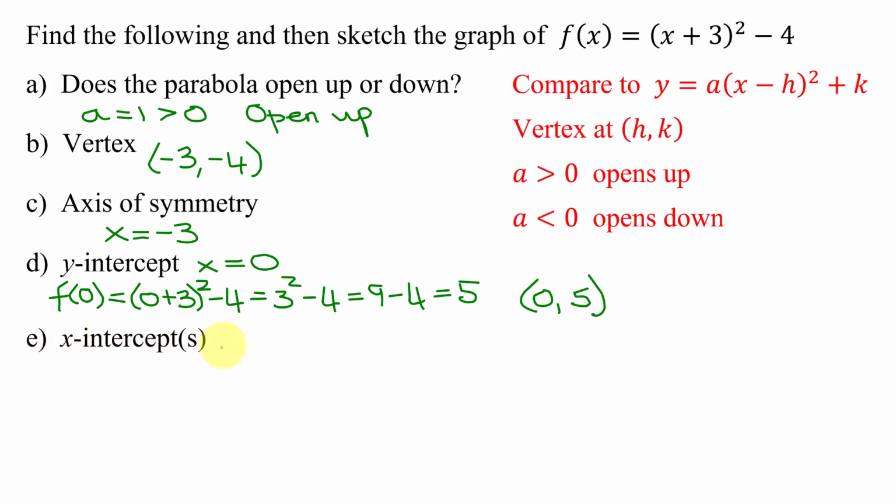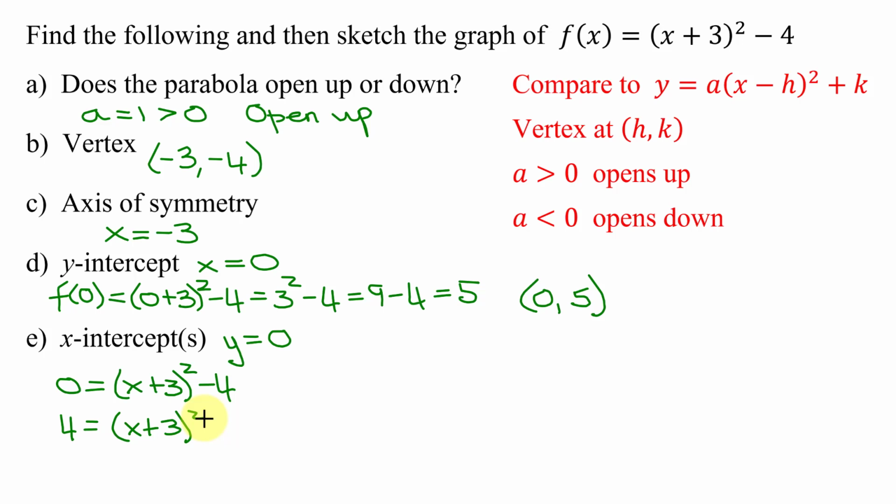Next, the x-intercepts you find by setting y equal to 0, or in this case, f of x equal to 0. So you get 0 equals x plus 3 all squared minus 4. Now, there are several different ways of solving this quadratic equation. I think the simplest is to use the square root method. So the first thing I'm going to do is isolate the x plus 3 all squared by adding 4 to both sides. So I get 4 equals x plus 3 all squared.